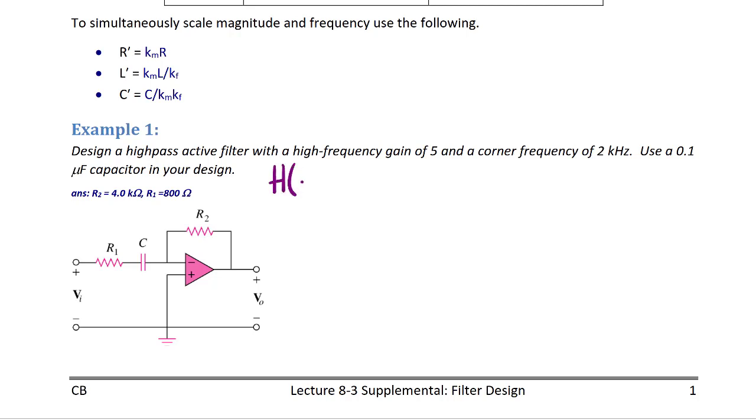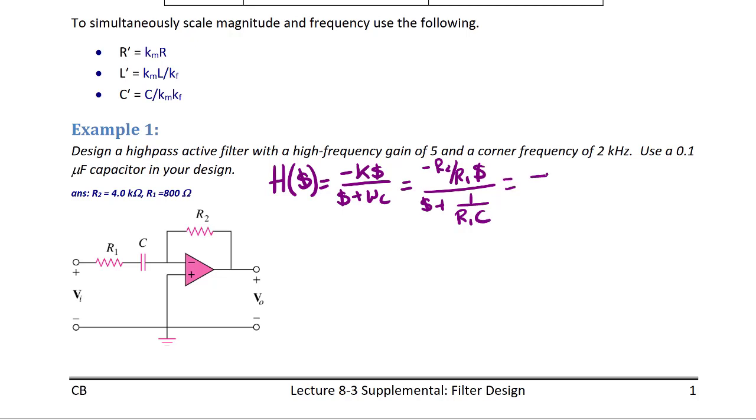For the following circuit, the transfer function H of s is equal to negative K s over s plus omega C. This is the general form for a high-pass filter. Using the components on this circuit, that becomes negative R2 over R1 times s over s plus 1 over R1 C, which is going to equal, for our design specifications, negative 5s over s plus 2 pi 2000.